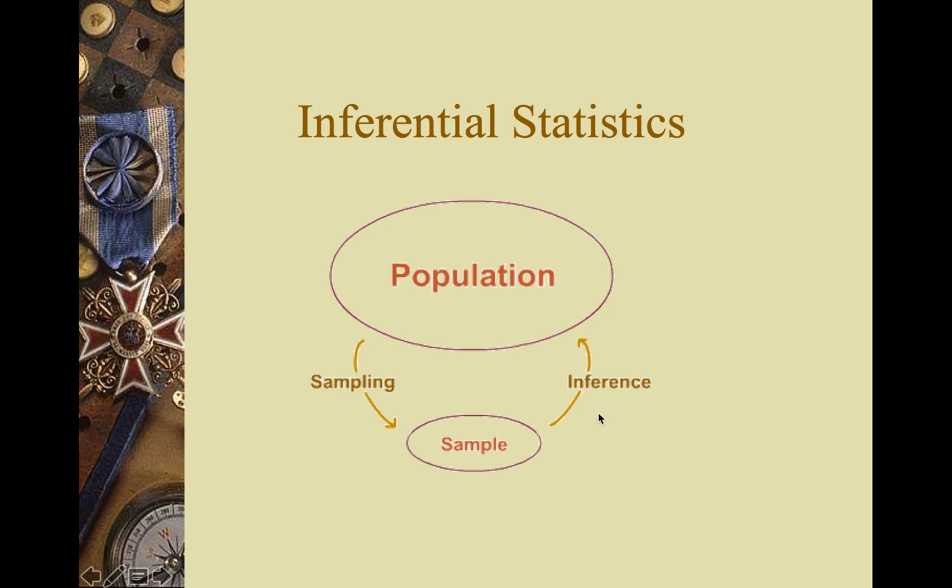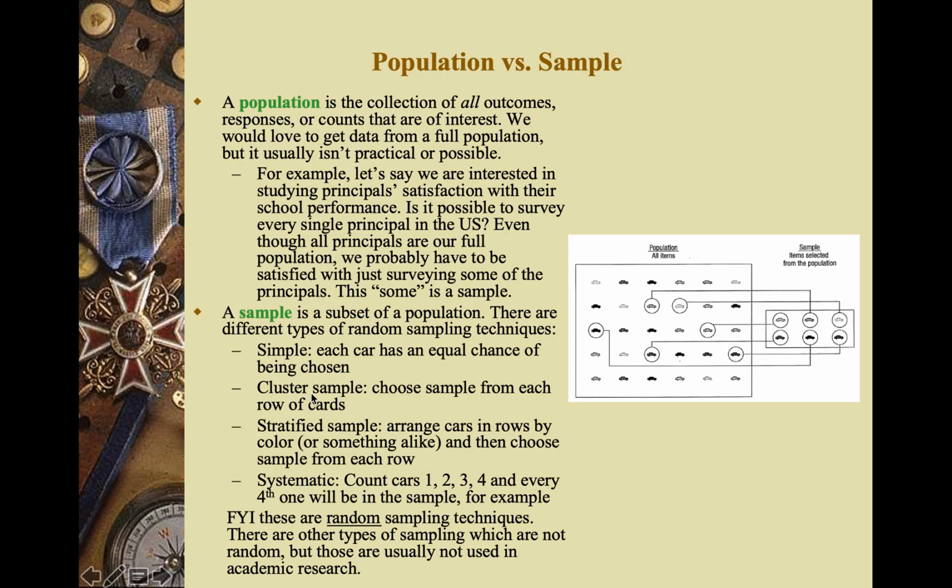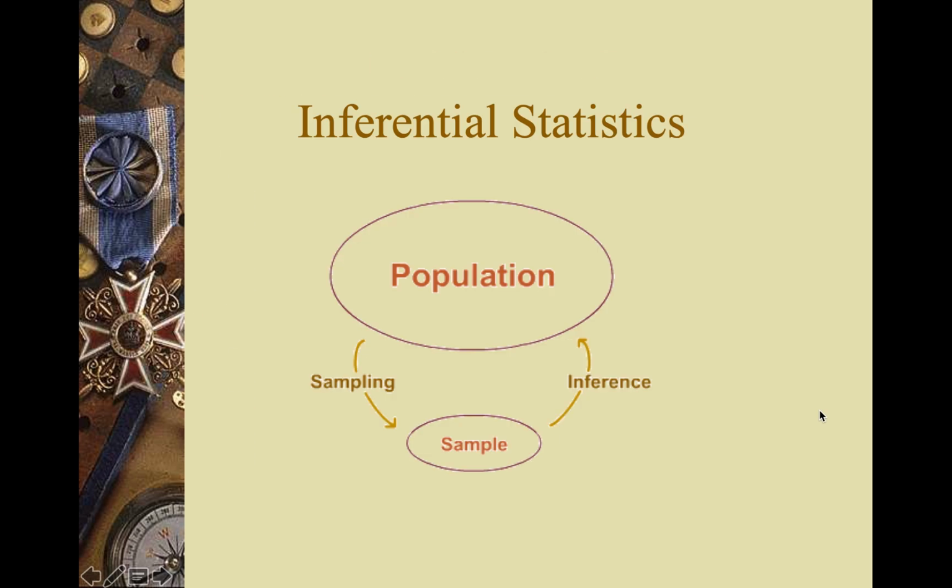So here's a visual of inferential statistics. Here's our population. So this is our full parking lot of cars. And we choose a sampling method. We choose one of these methods right here, simple, cluster, stratified, or systematic sample. And then here we have our sample. So we've chosen the method, and here we have our smaller group of cars. And then based on this, we can make inferences or conclusions about the population based on the sample.